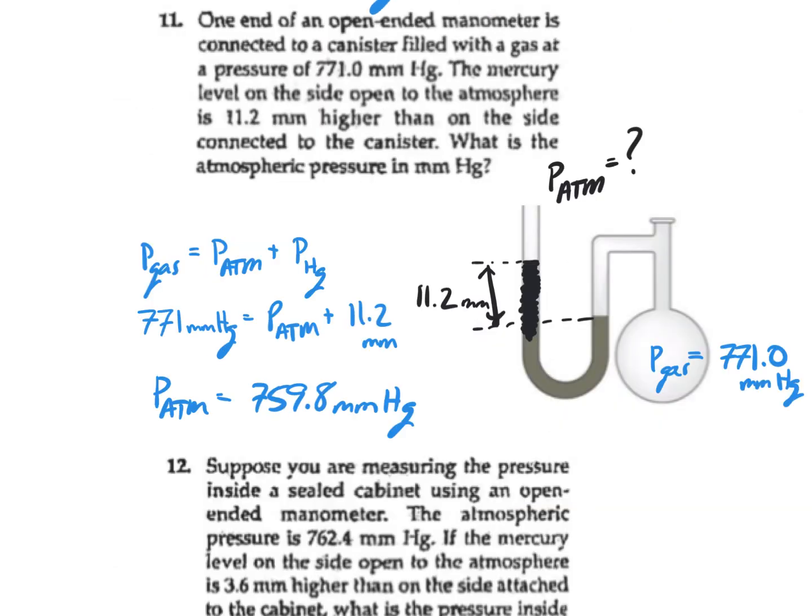I put the numbers in, the corresponding values for these variables, and I solved for the atmospheric pressure. The atmospheric pressure, of course, is lower than the pressure of the gas inside. How do I know that? Well, because the gas pushed the mercury down and pushed it up on the open side of the manometer. Okay, so this pressure, 759.8 millimeters of mercury, plus the 11.2 millimeters of mercury equals the pressure of the gas inside the container.